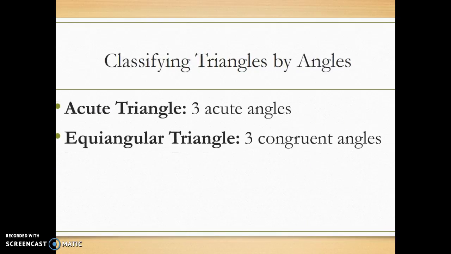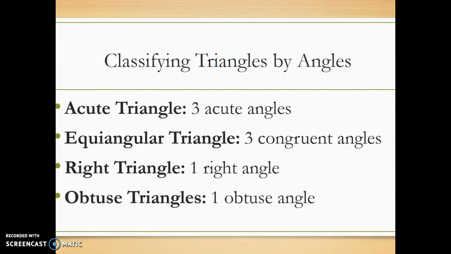For angles, I have 4 classifications. An acute triangle, which has 3 acute angles. Equiangular, which is probably a newer one you haven't heard, which means all 3 angles are congruent. Okay? Just like equilateral, equi just meaning equal. So equilateral, lateral meaning side, means all 3 sides are equal. Equiangular, angle, and equi meaning all same angles, or equal angles.